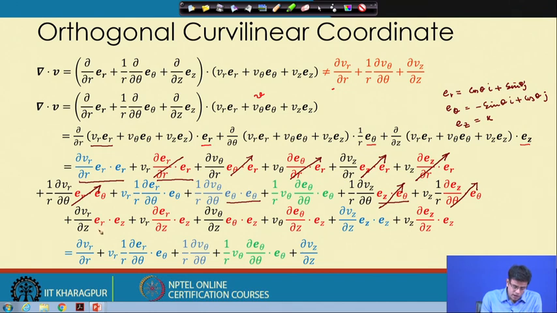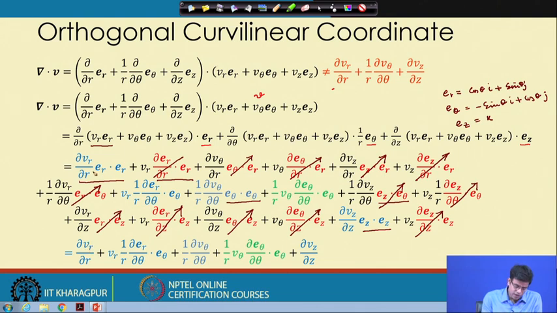Again, the last part: er dot Ez will be 0, and del er by dz, since er is not a function of z, will be 0. E theta dot Ez will be 0, and d E theta dz will again be 0 because E theta is not a function of z. Ez dot Ez will be 1. Now del Ez by dz, again it is not a function of z, so this will be 0. So finally, what are the terms we will have?